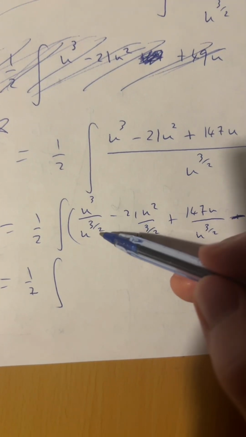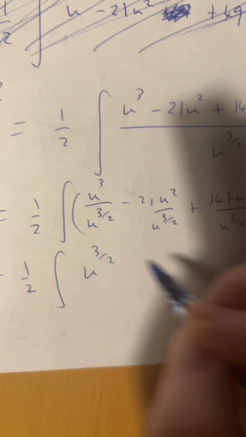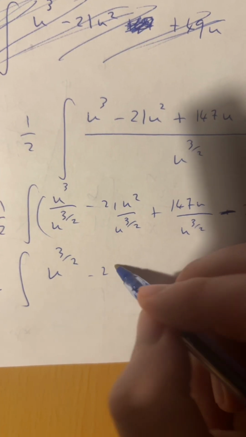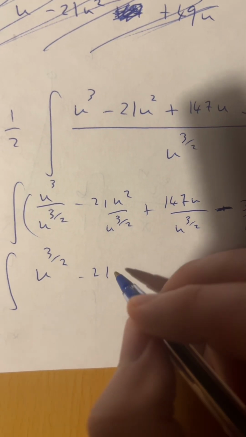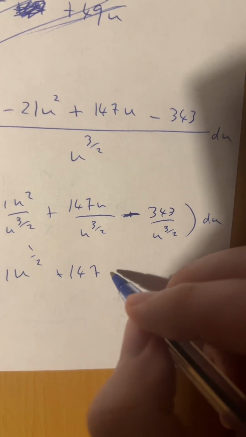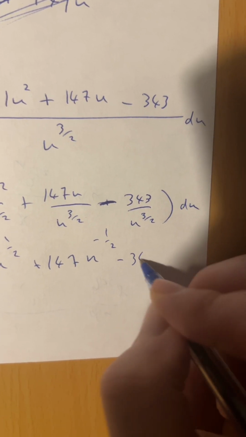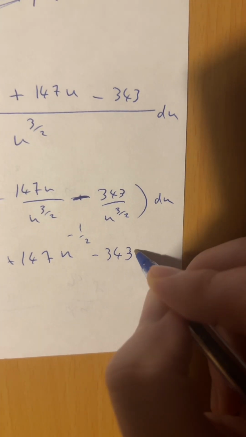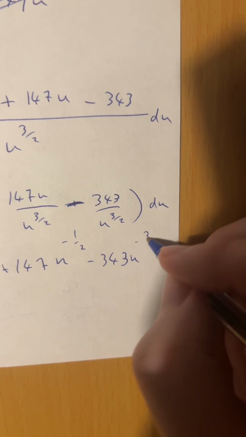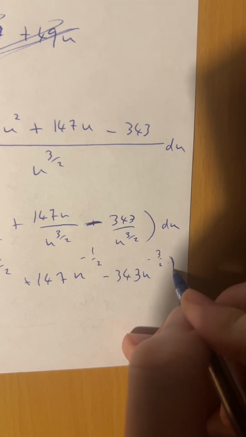So u to the power of 3 over u to the power of 1.5, that's going to be u to the power of 1.5. Next one, we've got minus 21, and then 2 take away 1.5 is a half, so u to the power of a half. Next one, we're going to have plus 147, and then u to the power of minus a half this time. And then lastly, we've got minus 343, and then u to the power of negative 3 over 2. And that's all with respect to u.